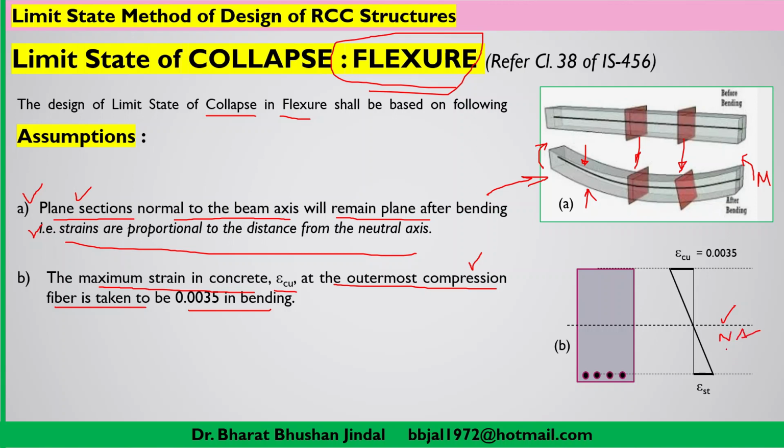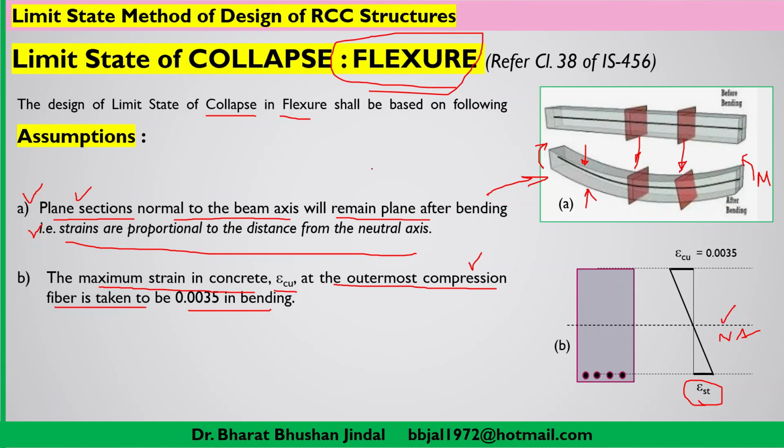So what is the neutral axis? You already know that the neutral axis is the axis within the section of the beam, or level of the beam, where there is no compressive stress and no tensile stress. As well, we can say that the fiber which is at the neutral axis level will not be subjected to any strain. It is our assumption for the development of the theory. Now you can see here at the bottom level, at the level of steel, strain is given as epsilon St.